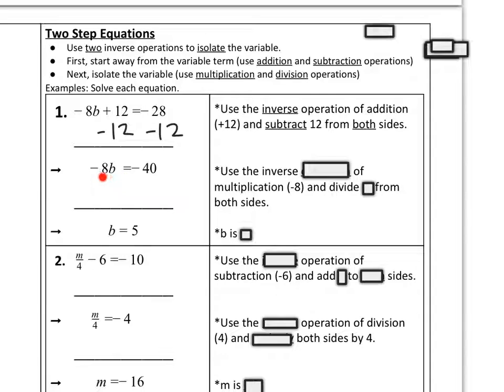Now it's like a one step, but we have negative 8 times b. So let's use the inverse operation of multiplication of that negative 8 and divide negative 8 from both sides. If we do that, we'll have divided by negative 8, divided by negative 8. These negative 8's will cancel. Times and divide, those will cancel each other out. And negative 40 divided by negative 8 gives us a final answer of b equals 5. And b is 5. We get that right there. If we wanted to, again, we can plug that in.